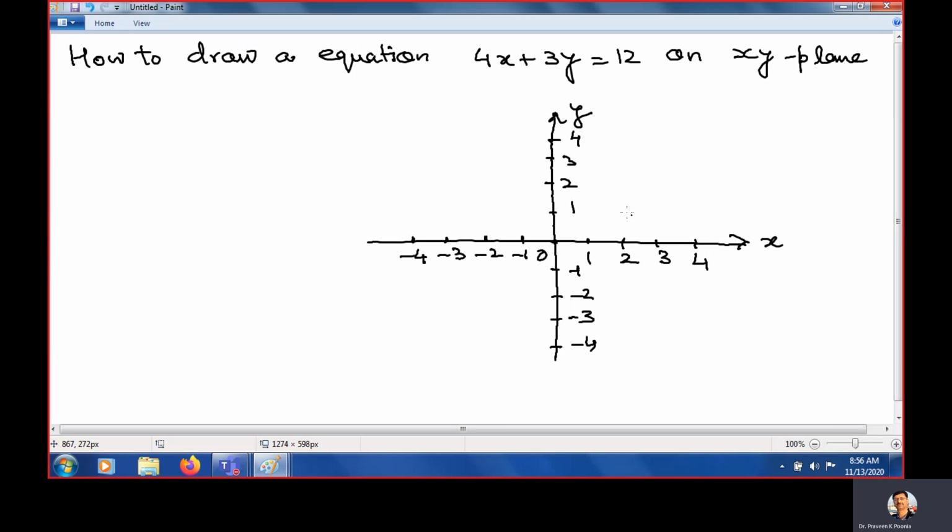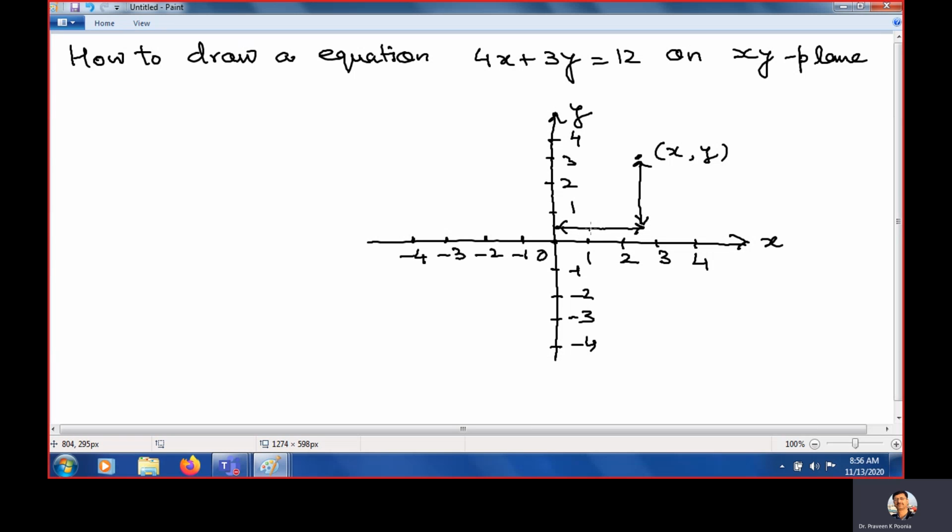Clear? Here, if we want to draw any point, it is denoted by x comma y. x comma y means the distance of this point from the x-axis, this distance. Clear? And then the distance of this point from the y-axis, the vertical distance.